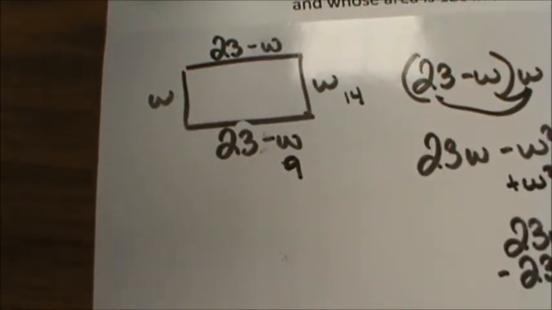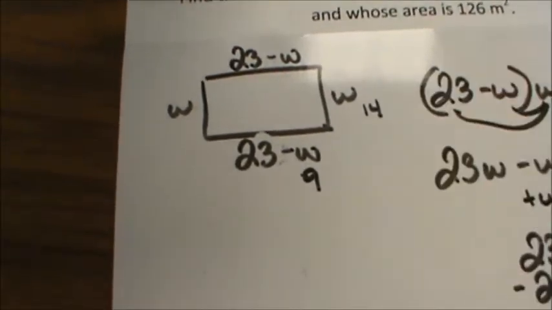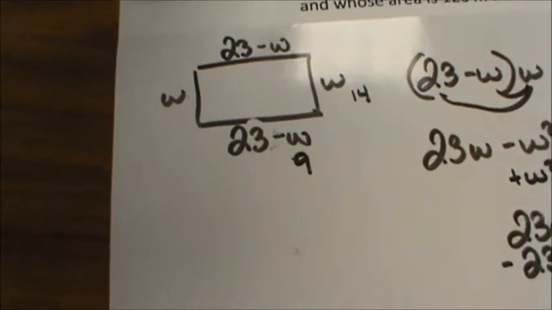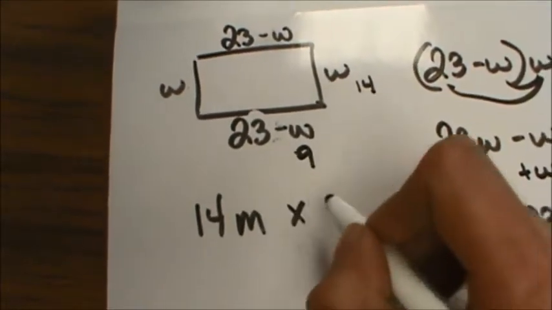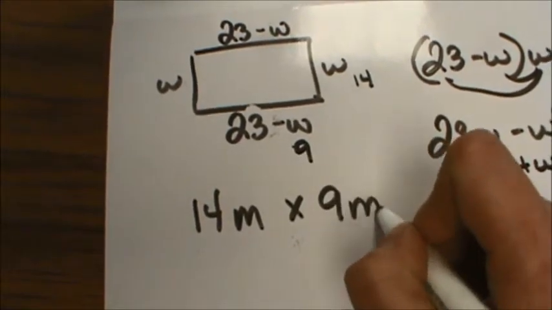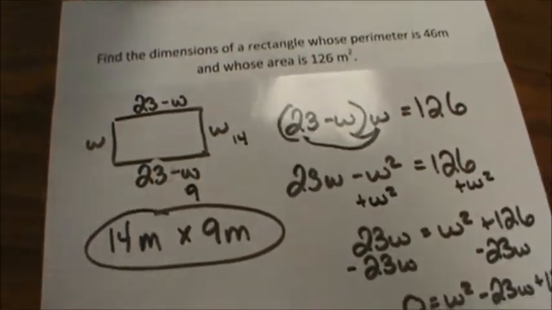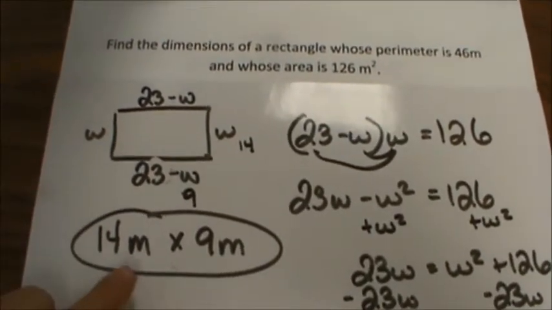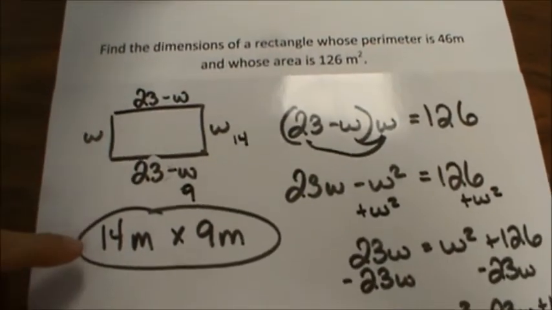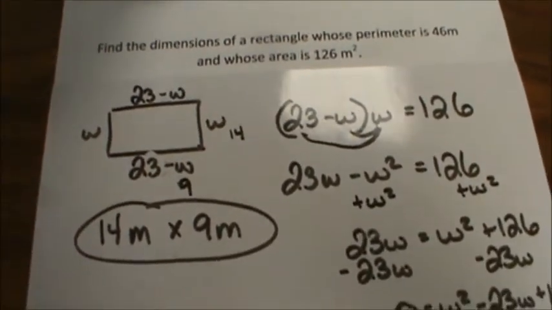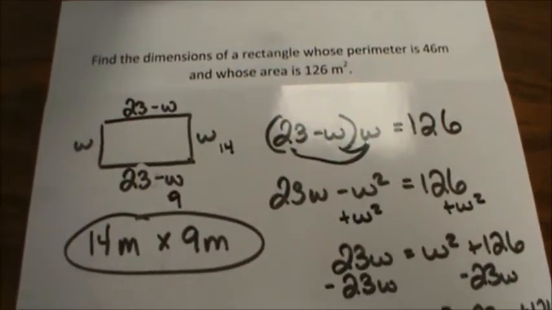Remember, it doesn't matter what I define as length and width. It just means that 9 and 14 are going to be the dimensions of this rectangle. So I am done here. I know that my rectangle is 14 meters by 9 meters. I can easily check to make sure that this works because if I multiply these together, I should get the area of 126. And if I add these together, length plus width plus length plus width, I should get 46. And I do.